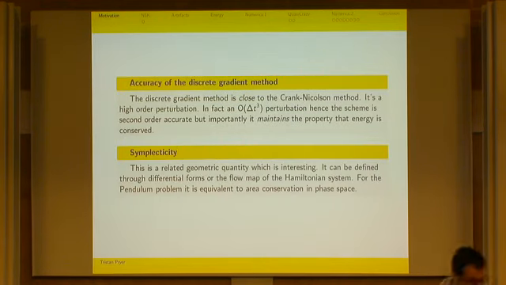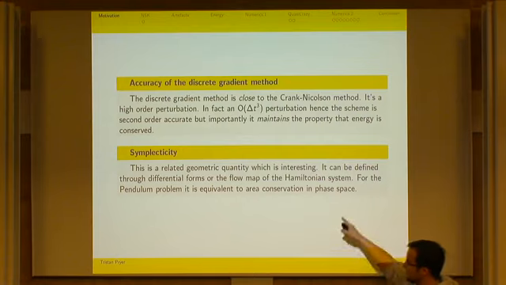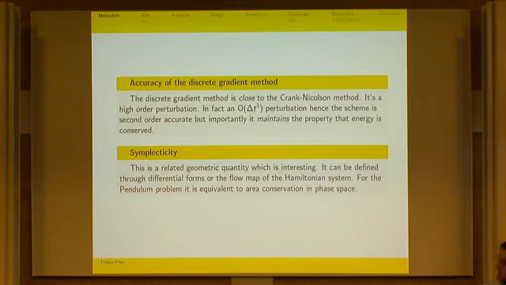Yeah, so back to symplecticity. This is a geometric quantity, actually a very important one, that can be written in terms of differential forms or the flow map of the Hamiltonian system. Another good reason to go for a two-dimensional Hamiltonian is that you can give it a very nice intuitive definition. For the pendulum problem here, symplecticity is equivalent to area conservation in phase space.